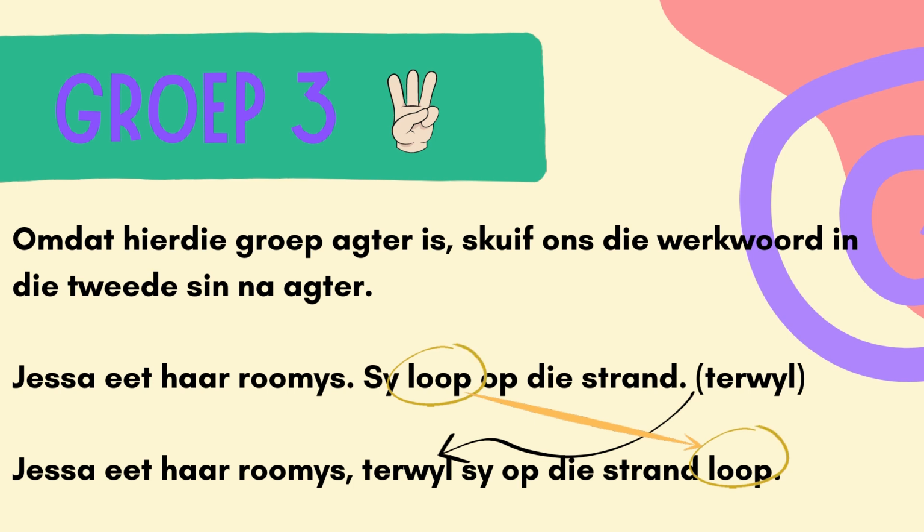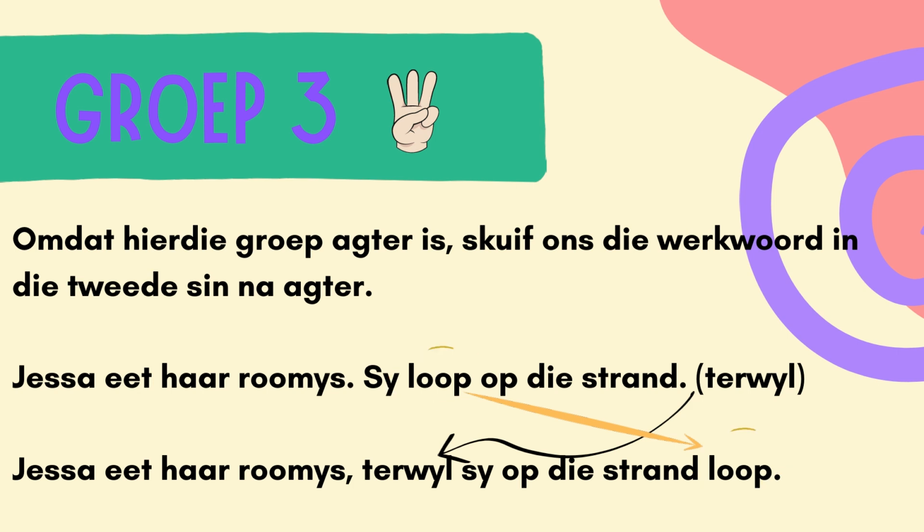Now sometimes you are going to get more than one verb. All you need to do is move both verbs to the back. Keep verb 1 in front of verb 2. All right, except for het, but we will deal with het just now. Let's look at an example. Jessa eet haar roomys, sy loop op die strand. En die voegwoord wat vir ons gegee is terwyl. Okay, so Jessa eats her ice cream, and the second sentence, she walks on the beach, and the conjunction that has been given to us is while, terwyl.